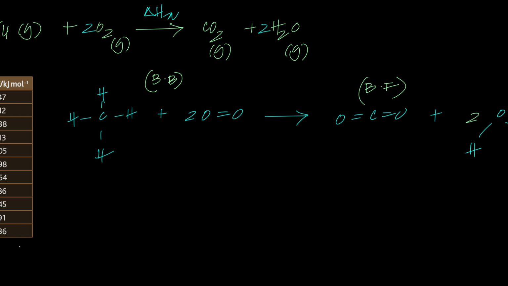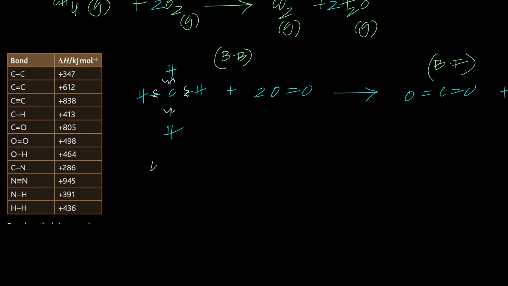So let's do this. Let's break the CH bond, the CH bond, the CH bond, the CH bond. We're breaking 4 CH bonds, plus we are breaking how many O double bonded to O? 1 O double bonded to O, 1 O=O bond. This is the energy that's going to be taken in during bond breaking.